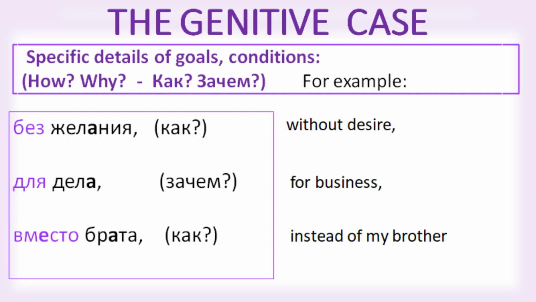Here are prepositions which indicate more specific details of goals or conditions and answer the questions как, how, and зачем, why. Без желания, without desire. Для дела, for business. Вместо брата, instead of my brother.